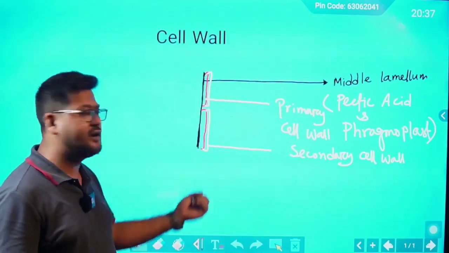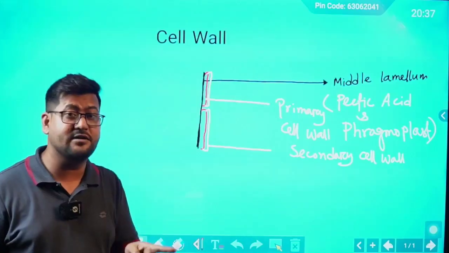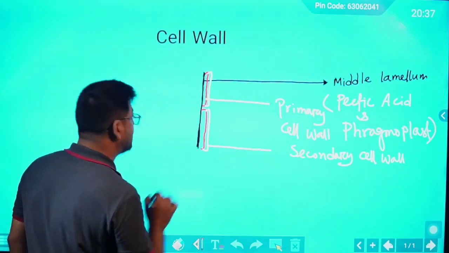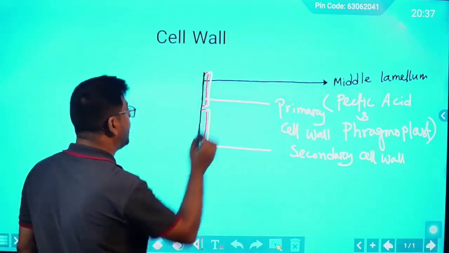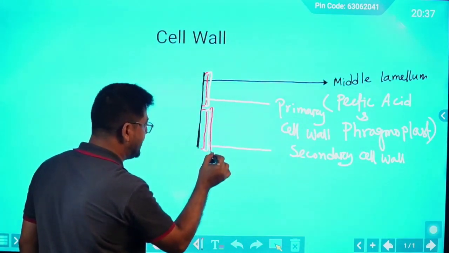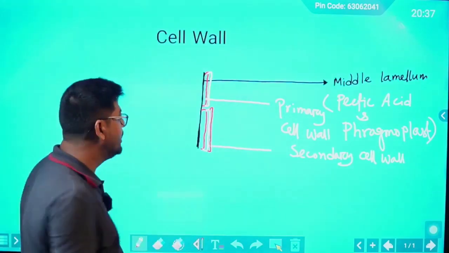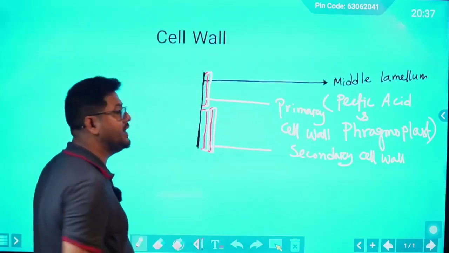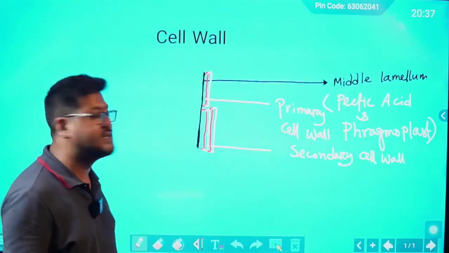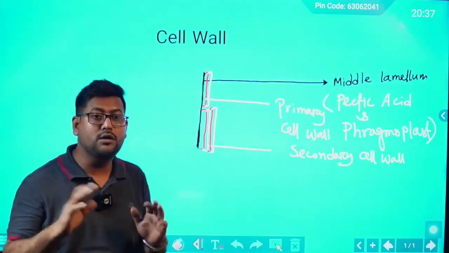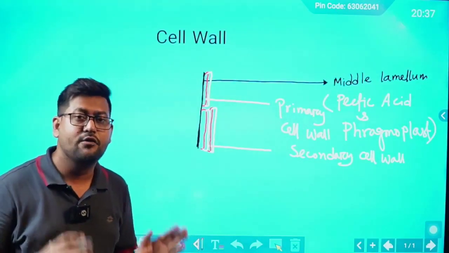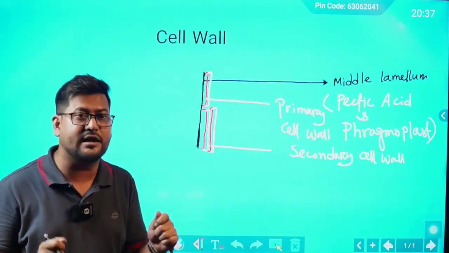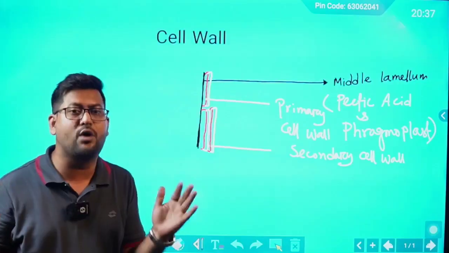The first layer is the primary layer of the secondary cell wall, and if another lining develops over this layer, at that time you can say it is the secondary layer of the secondary cell wall. When it develops another one, you can say it is the tertiary layer of the secondary cell wall. So the secondary cell wall contains only these three layers, giving such rigidity. You can understand how a plant becomes so hard.